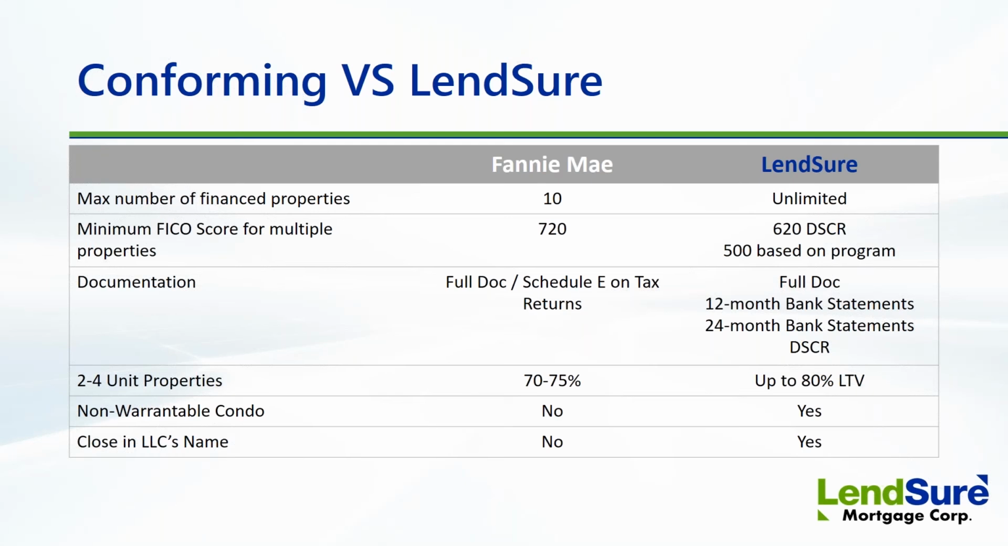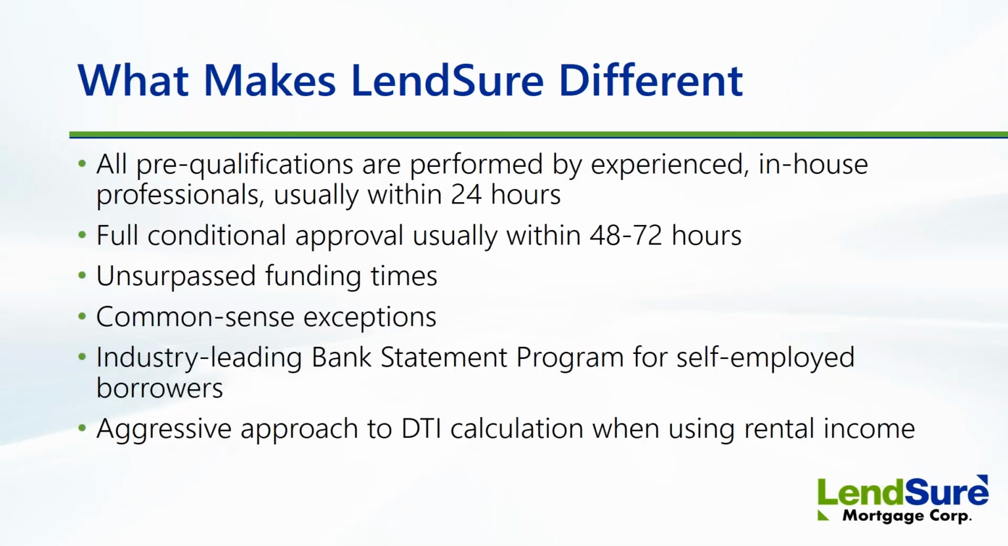2 to 4 units will go up to 80. They're at 70, 75. Non-warrantable condos, we will do those under the DSCR program and the bank statement programs. And we will allow the loan to be closed in an LLC if the broker wants to do that. Next slide, please.